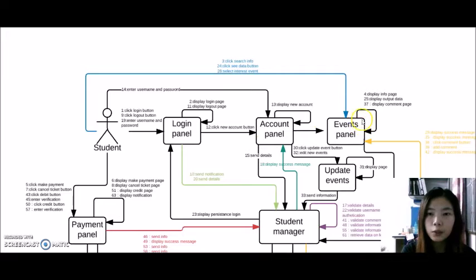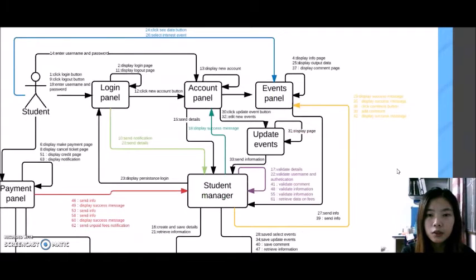At the event panel, it will apply the refresh message by displaying the info page, displaying upload data, and displaying the comment page. Then the student will go through the event panel by clicking search info, clicking the see data button, and selecting interest event. Then the event panel will go to the student manager by sending info.